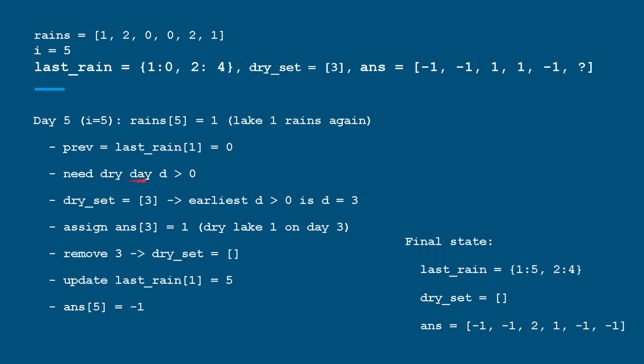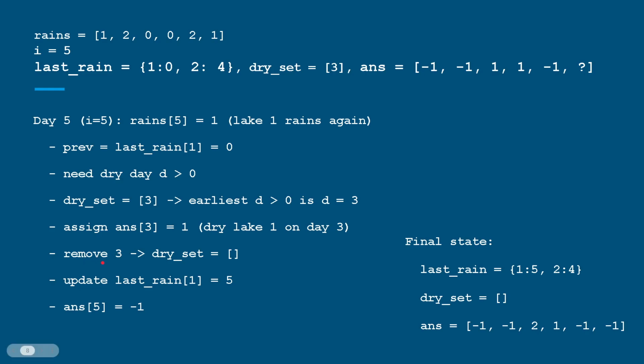So we need a dry day, which is d greater than 0. What is greater than 0 in this? Obviously there is only one value, we'll choose 3. So we'll choose the day equal to 3. Now we have to update answer at 3 is equal to 1, right? And then we'll try day 1 on day 3.